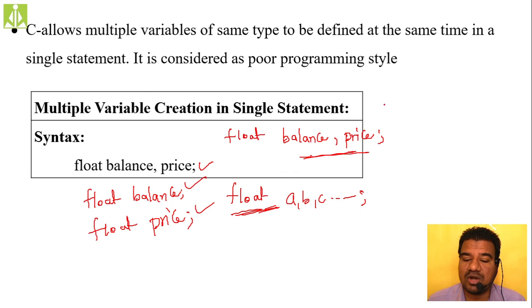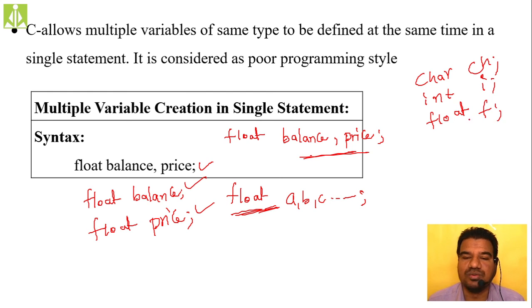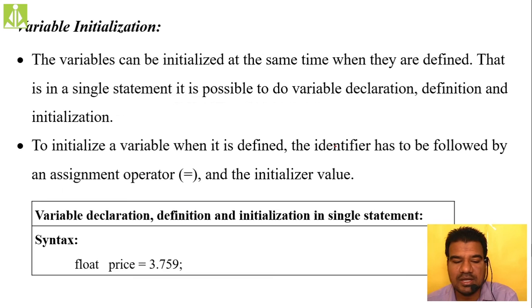Let us assume you want one variable of type character, another of type integer and another of type float. You can't do all these things in a single statement. You have to do them separately: character ch, integer i, float f. But if all the variables are of the same type, then you can do it inside a single statement simply by separating with a comma.